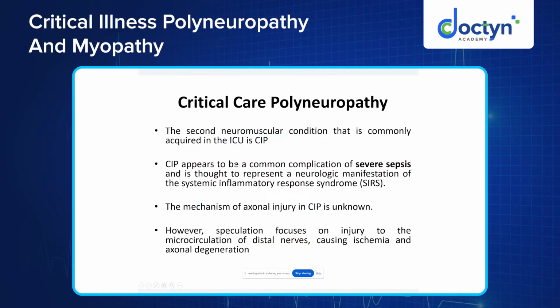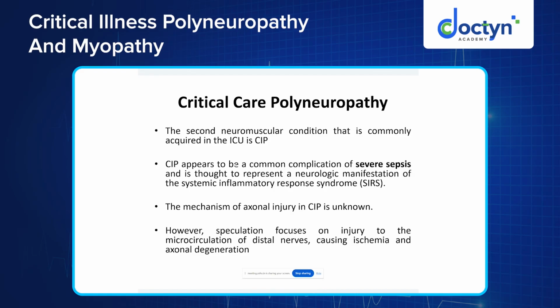Critical illness polyneuropathy. The second neuromuscular condition is of course CIP. CIP appears to be a common complication of severe sepsis, and is thought to represent a neurological manifestation of the systemic inflammatory response syndrome. When we talk about the neurological manifestation, there are electrical disturbances, electrical alterations that occur. And why does that electrical disturbance set in?